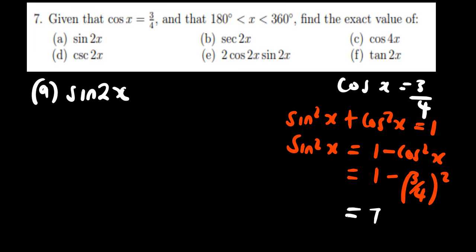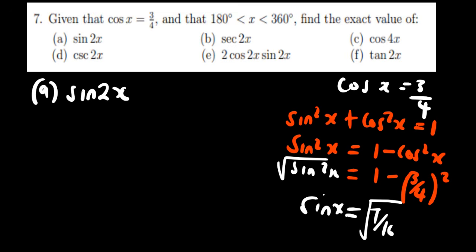So 7 over 16 is our sine squared x. But now if I want to remove the square, I'm going to have sine x now equal to the square root of that. So now that I've found that, I can solve sine 2x. This is just a double angle formula, and the double angle formula for sine 2x is the same as 2 sine x cos x.